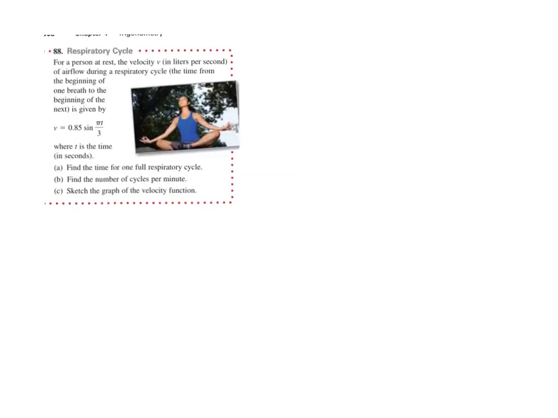Okay, 88. We're given this expression here. It says find the time for one full respiratory cycle. So the question becomes, what value of t do I need here to make that equal to 2 pi? Well, the answer is 6, because if you take pi over 3 times 6, that's equal to 2 pi.